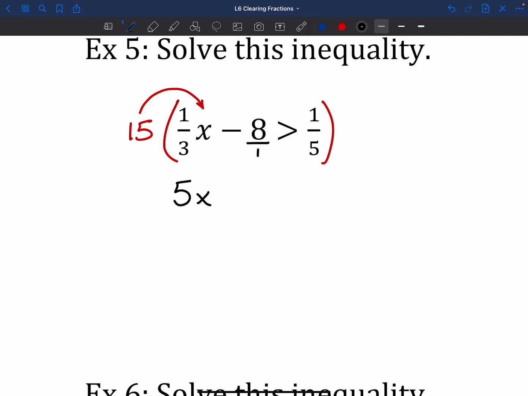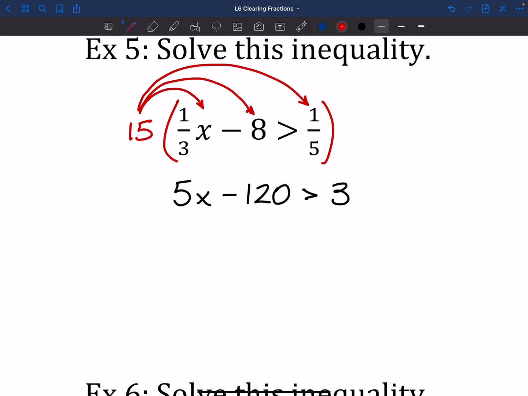So I have 5x. When we do 15 times negative 8 in the middle, we don't really need that divided by 1 underneath it. We can just do 15 times 8 regularly, which will give us, I believe, negative 120. Over on the other side, 15 times 1/5. Again, take that 15, divide it by the 5 that's on the bottom to get 3. We're going to take that 3 and multiply by the 1 that's on top, and it's going to stay as 3. Two steps left.